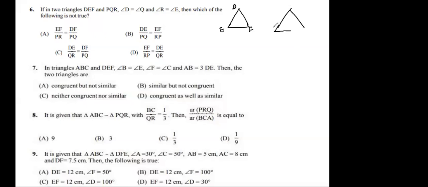We will write the name accordingly because D is equal to Q, so in place of this I will write here Q, and R is equal to E, so here is E and we will write here R, and we will write it P. If Q is equal to D and E is equal to R, then P will automatically be equal to F. If two angles of a triangle are equal with the other triangle, we can say that these two triangles are similar. This angle is equal to this one, this angle is equal to this one, so these two triangles are similar.